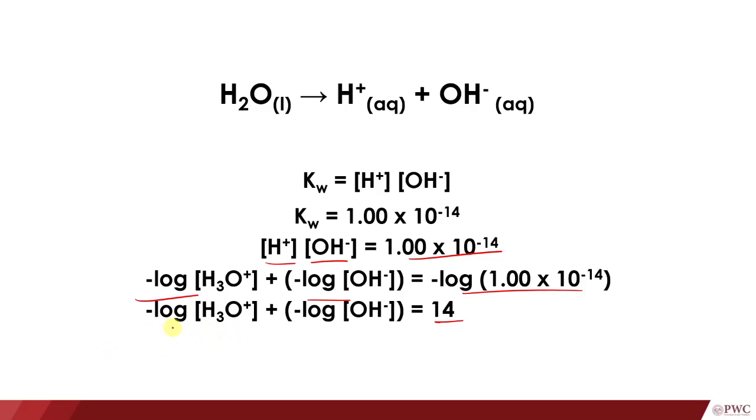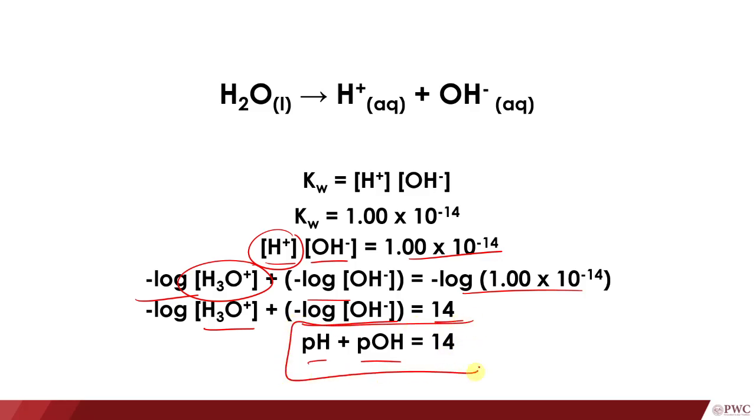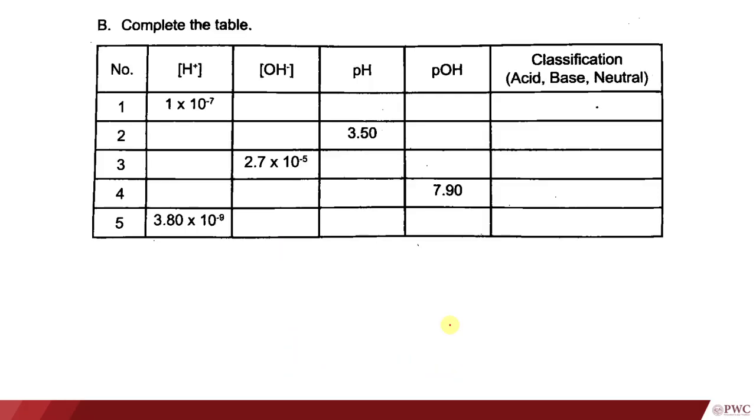And here we have the negative log of the concentration of H3O plus. Again, H plus and H3O plus are the same. So here we have the negative log of the concentration of hydronium ion. Of course, this one is our pH, right? And then this one is our pOH, the negative log of the concentration of OH minus. It's equal to 14. So please remember this one. The pH plus the pOH is always equal to 14.